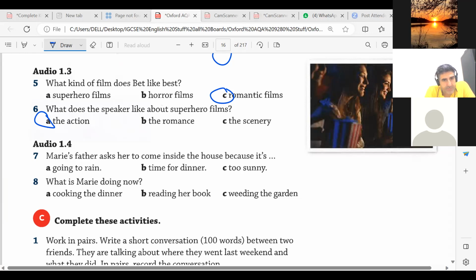Khalid, can you answer, please? Okay. Seven is going to rain. And for eight, it is reading her book. Okay, do you agree, Akram? You have the same answers? Yes, perfect, Khalid.